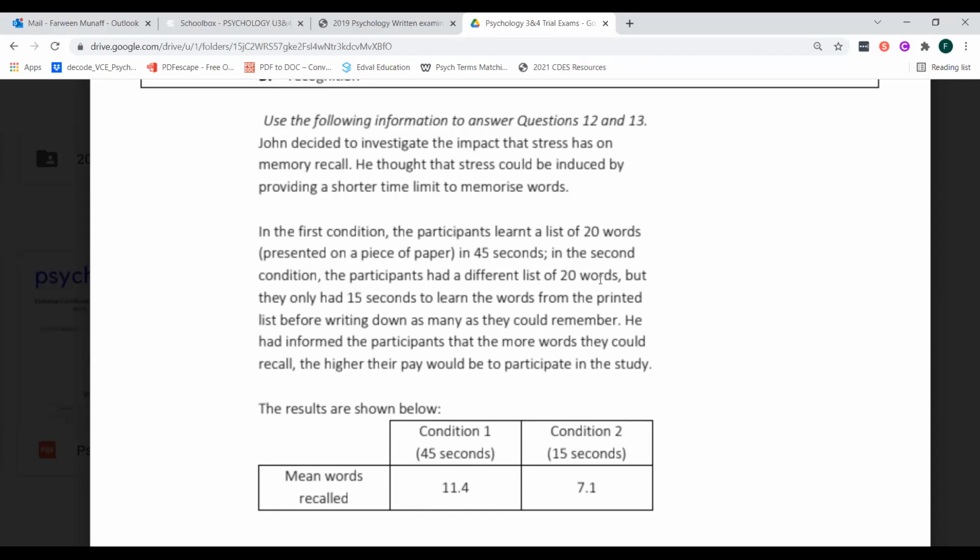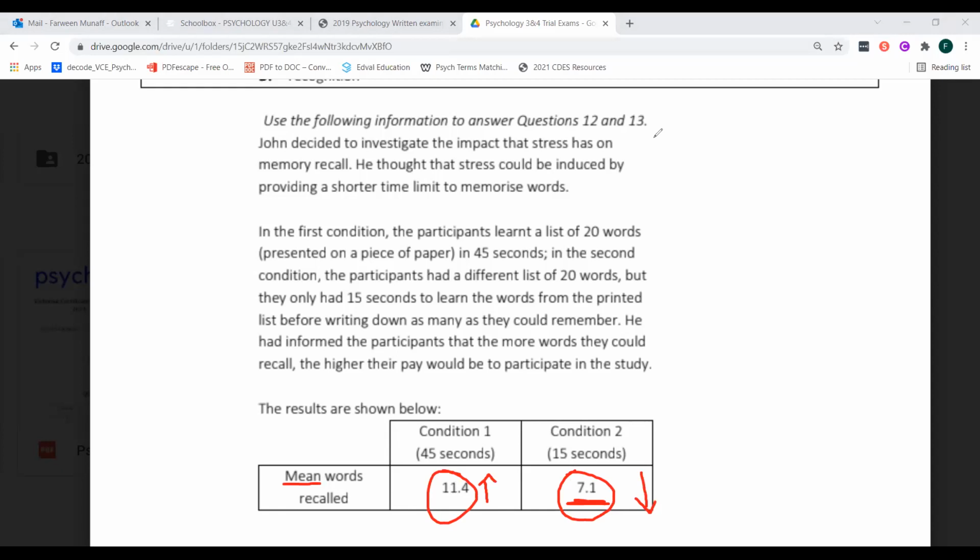They've been given a different list of words, but the number of words they have to learn is the same. It's still 20 words, but only in 15 seconds. You can imagine that if I gave you less time to learn the same number of words, you would recall fewer words. And that's what we see in the results. Condition 2 participants only recalled a mean of 7 words, compared to group 1 who recalled about 11.4 words on average, which is what you would expect if you were to redo this study in real life.